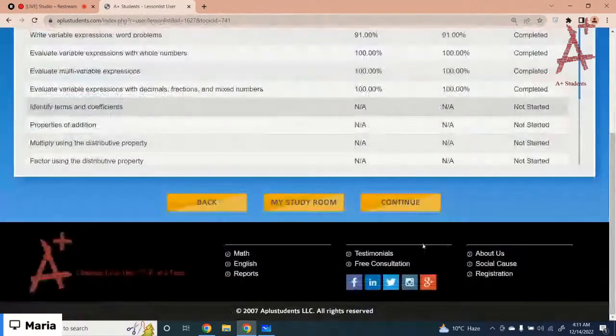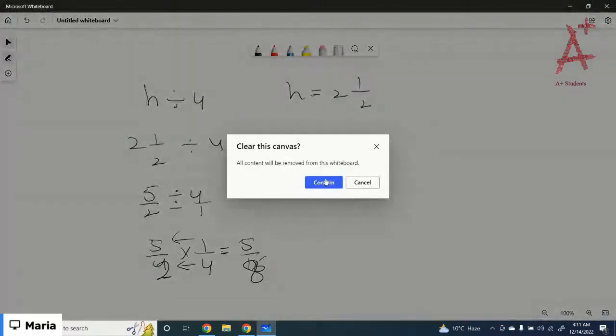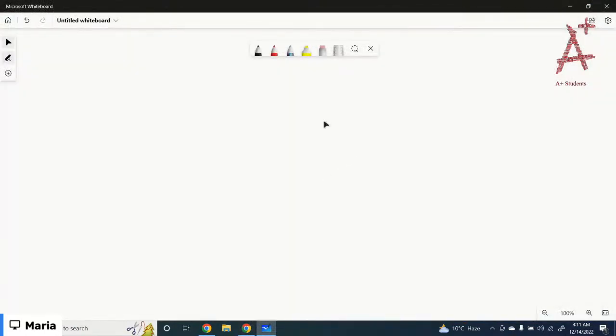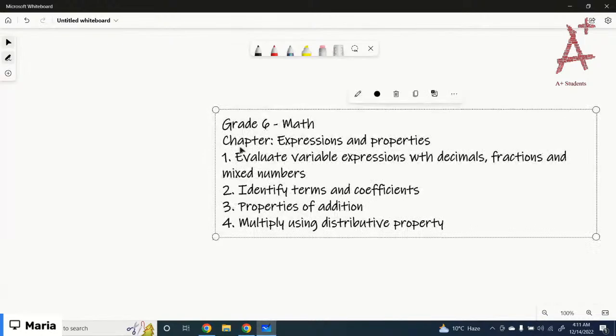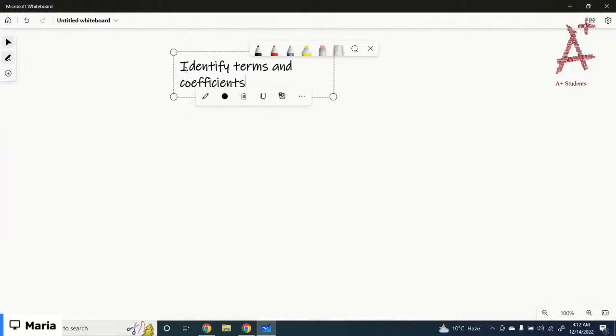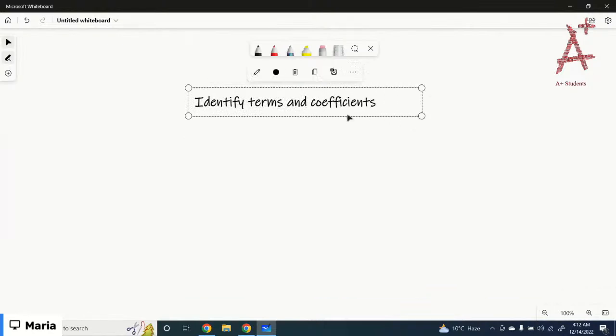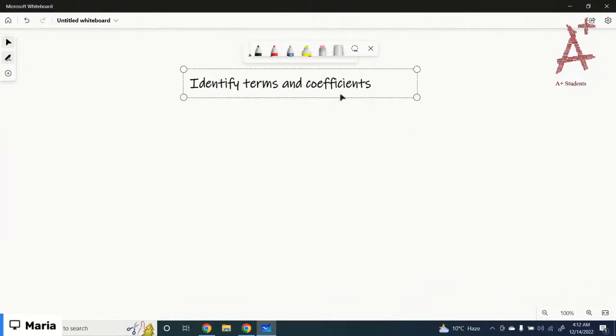The next lesson is identify terms and coefficients. Let me write down the lesson name: Identify terms and coefficients. Okay, let's just start with the lesson. We're going to learn what the terms are and what the coefficients are.